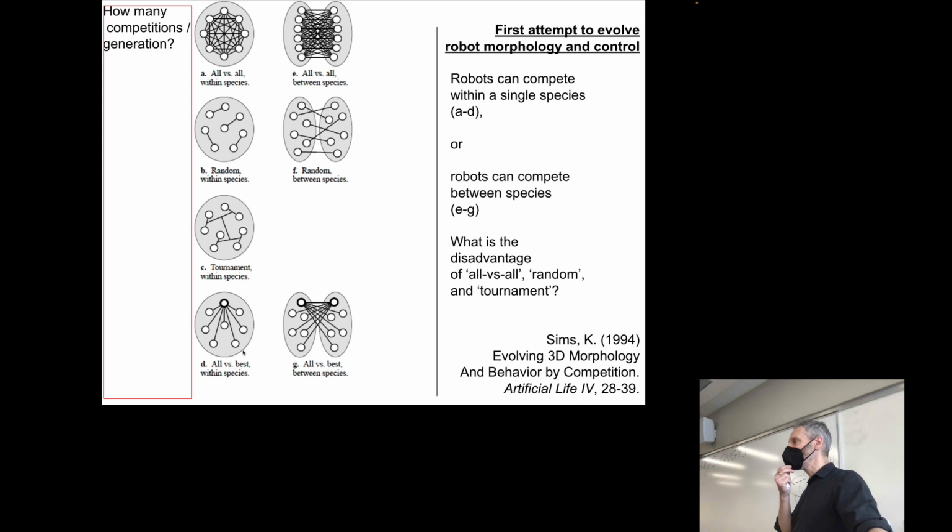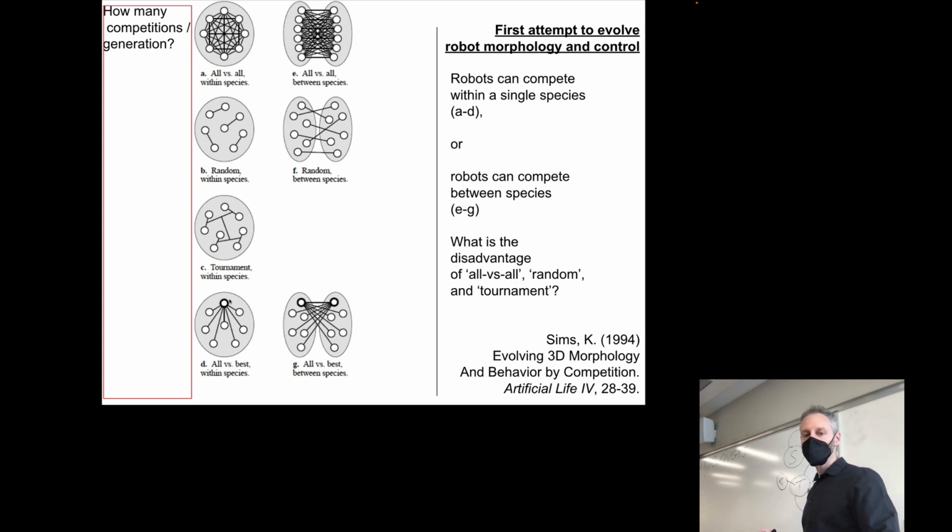What Sims actually came up with, and the results that you saw in the video came from case D here, which he refers to as all versus best. How does all versus best work? In the first generation, we're going to do all versus all. We're going to compete every robot against every other robot. It's going to take us a while in the first generation, but at least we have an accurate estimate of every robot's fitness. In the second generation, we're going to perform n-1 simulations, where we're going to compete every robot against the winner from the previous generation. N-1 simulations, so pretty fast.